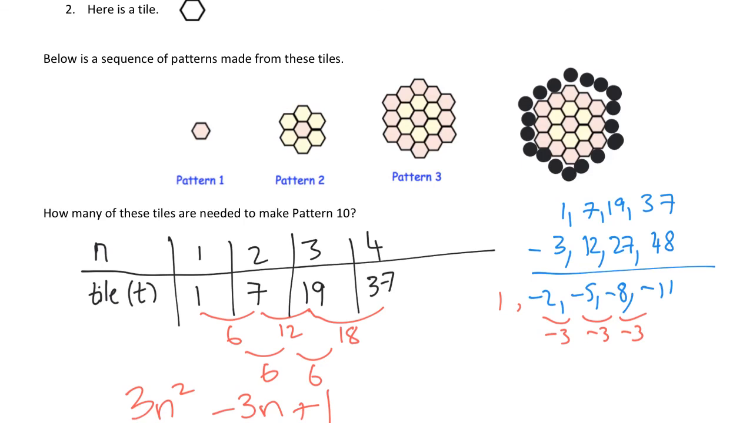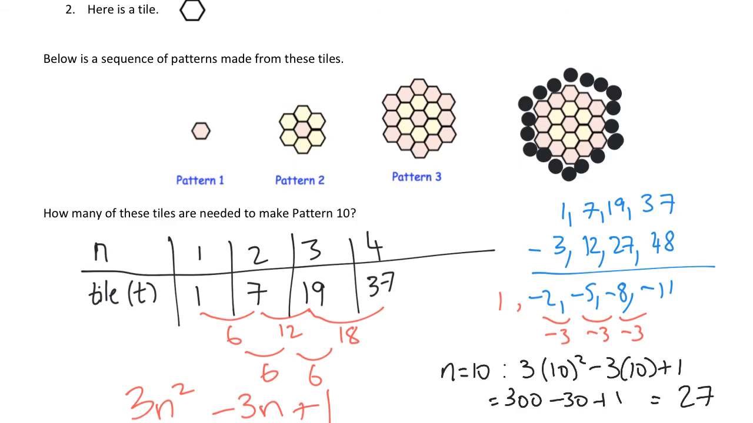So the general term, to work out the number of tiles in a pattern, is 3n squared minus 3n plus 1. We need to see how many are in pattern 10. So if we substitute n equals 10, we're going to get 3 times 10 squared minus 3 times 10 plus 1. 10 squared is 100, times 3 is 300. Take away 30 plus 1, which is going to be 271.